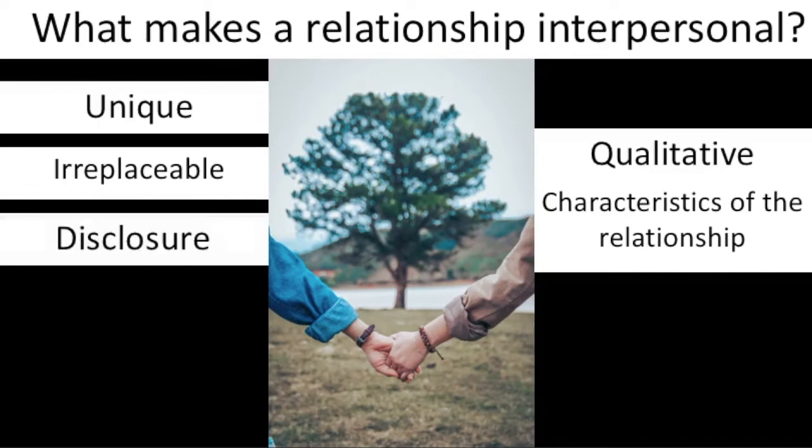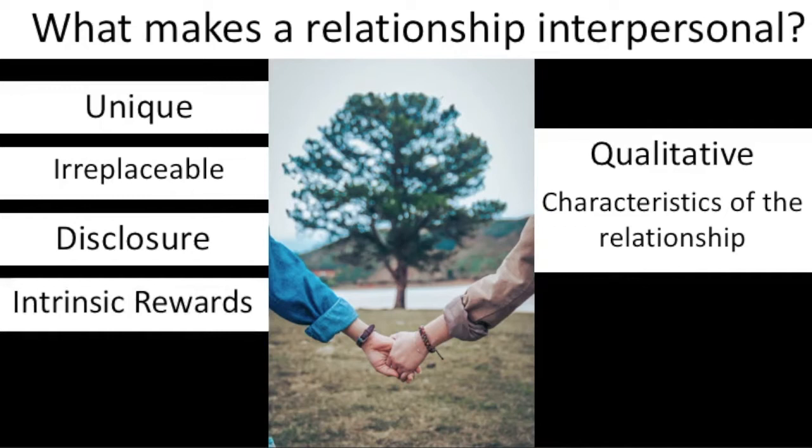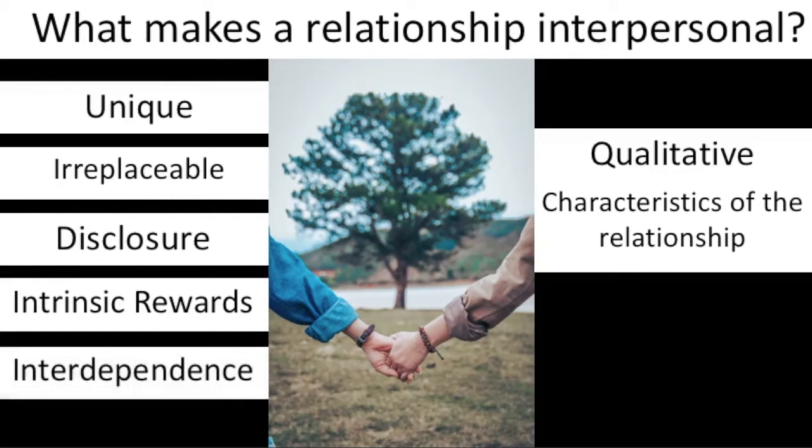Third, in an interpersonal relationship, there's a high level of disclosure. Both parties share a great deal of information about themselves. Next, these relationships have some kind of an intrinsic reward. There's a reason why you want to be with someone that kind of goes beyond what you need to get from them. You just like being with them. There's intrinsic rewards that come from being in that relationship. And lastly, there's a high level of interdependence between the folks that are in the relationship. You depend on each other in some way, shape, or form and influence each other considerably.